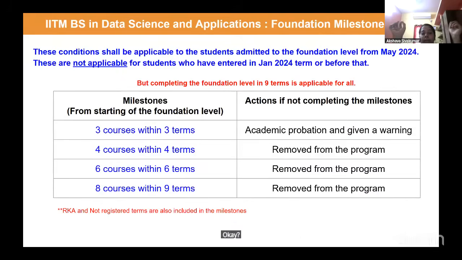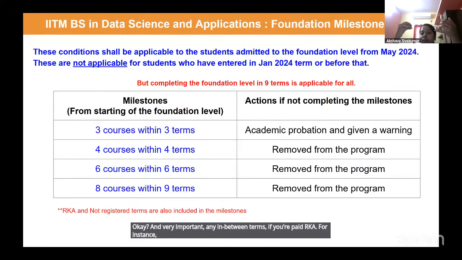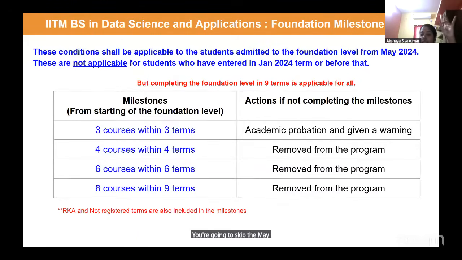Very important: for any in-between terms, for instance, you have started your foundation in Jan 2026, registered for a few courses, and you skip the May 2026 term, then that term is also included in the term calculation. Skipping of terms is also a part of the milestone calculation. So there is no waive off in that.